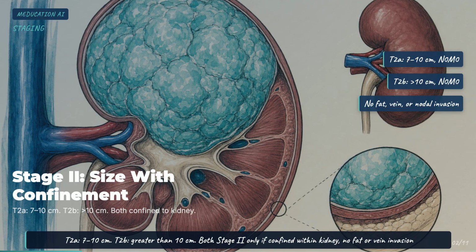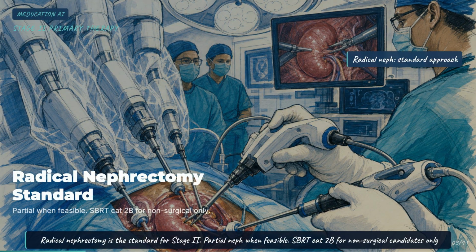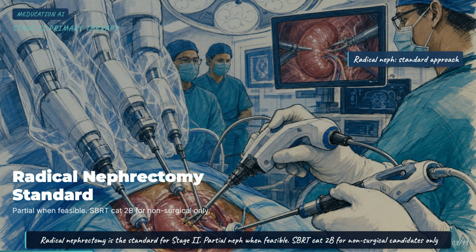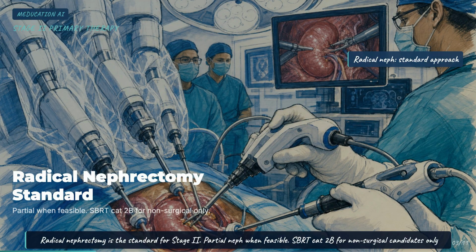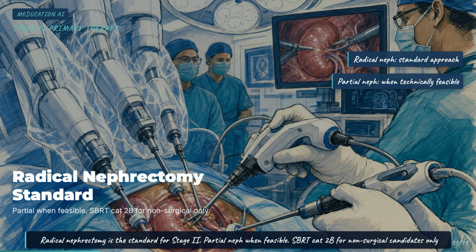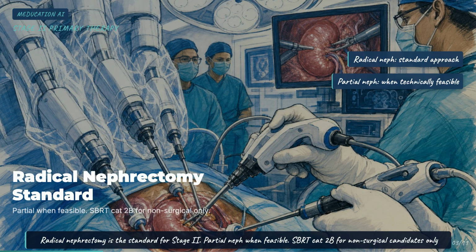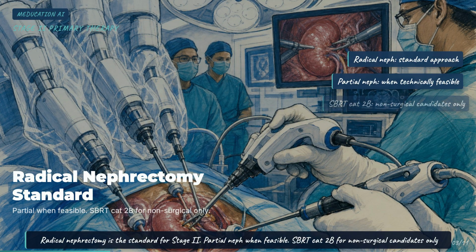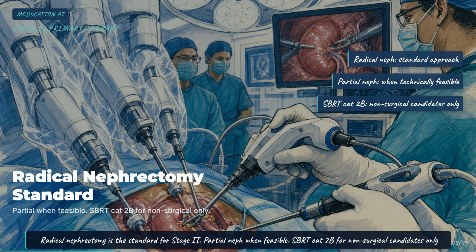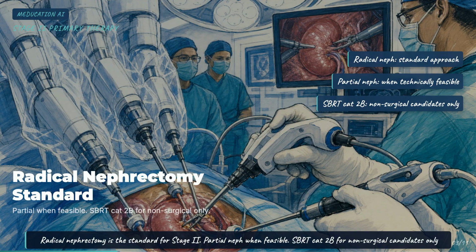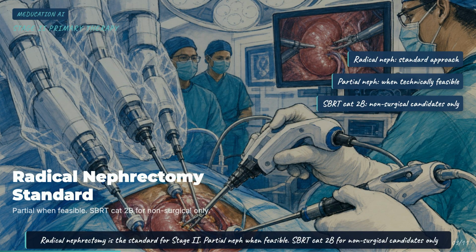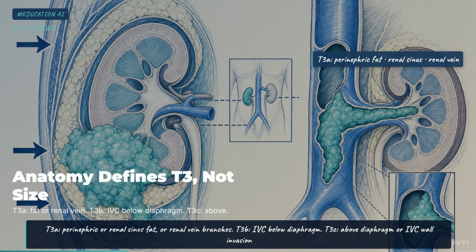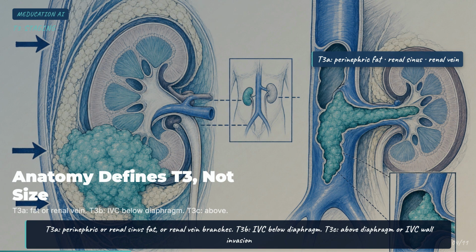Disease is contained. For stage 2, radical nephrectomy is the most common primary approach, but partial nephrectomy remains an option when technically feasible. SBRT is now in the algorithm for stage 2 non-surgical candidates at category 2B, upgraded from category 3 in the prior version. That said, SBRT for stage 2 is reserved for patients who truly cannot undergo surgery, not as an alternative to it. T3 is not just a bigger tumor, it is anatomic extension.